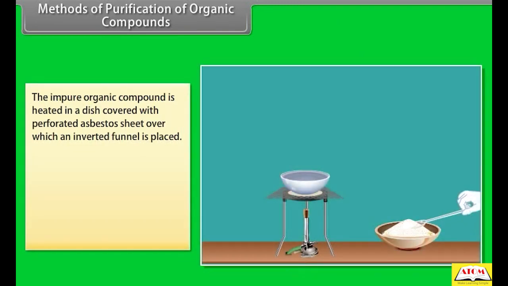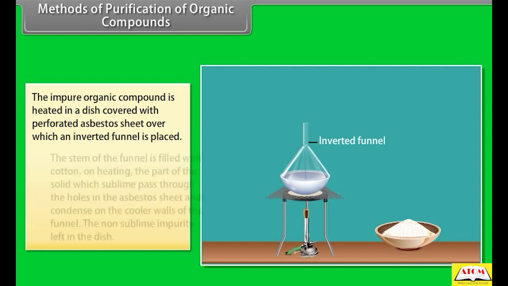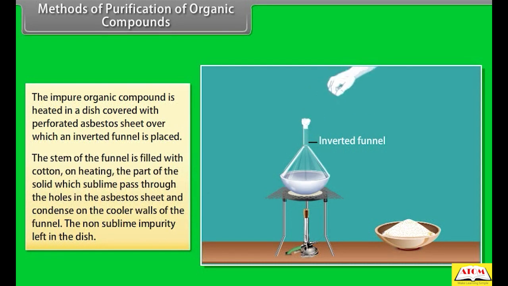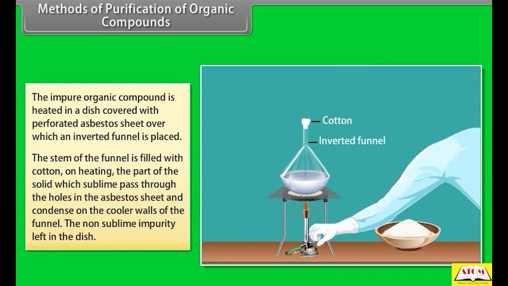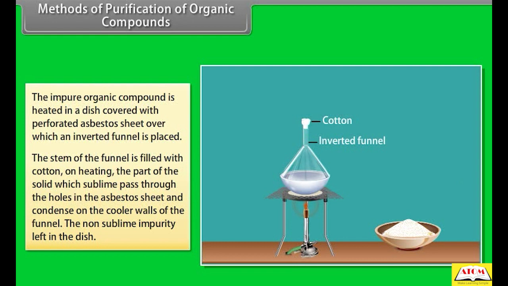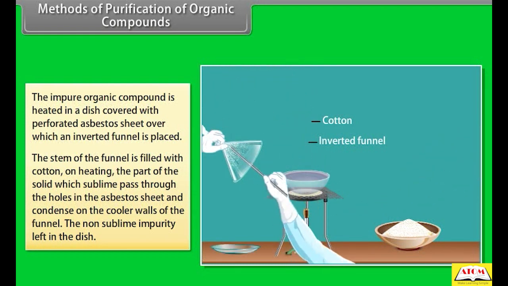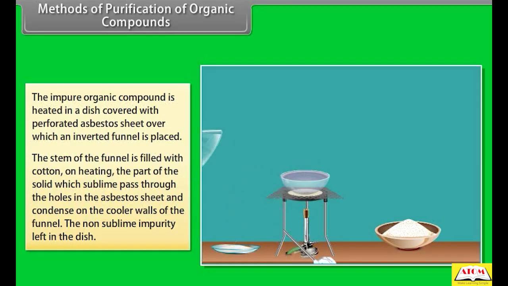The impure organic compound is heated in a dish covered with perforated asbestos sheet over which an inverted funnel is placed. The stem of the funnel is filled with cotton, and on heating, the part of the solid which sublimes passes through the holes in the asbestos sheet and condenses on the cooler walls of the funnel. The non-sublimable impurity remains in the dish.